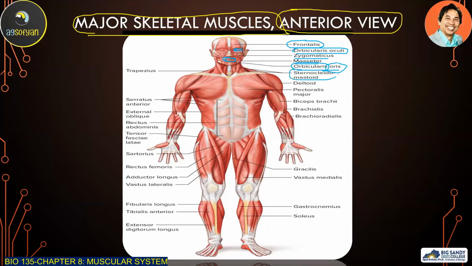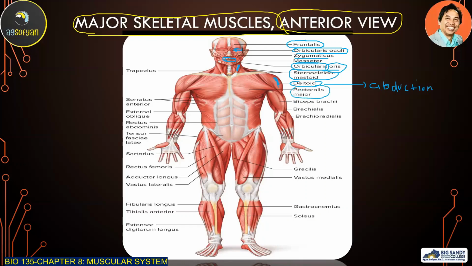Sternocleidomastoid muscle, this is a muscle on the neck. This is the one that moves our head. So when we say no, no, no, it's actually using this muscle contraction. Sternocleidomastoid muscle. Deltoid muscle, this is in the shoulder over here. And when we contract this muscle, what happens? Our arms will be lifted up. So this is abduction. When you abduct your arm, it is actually using mostly the deltoid muscle.